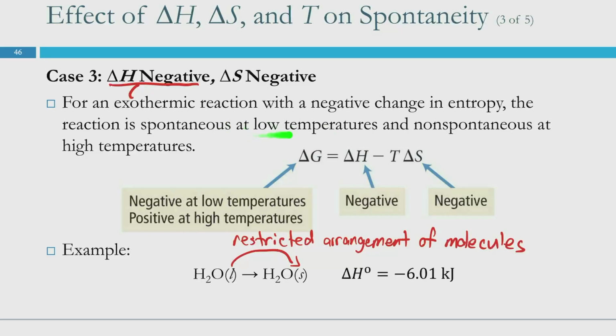This reaction will be spontaneous at low temperatures, and it's going to be non-spontaneous at high temperatures. Since delta H is negative and delta S is also negative, there's a balance between this negative term and this positive term. And if the temperature is high, then this positive term is going to be bigger than our negative term, so overall G will be positive.